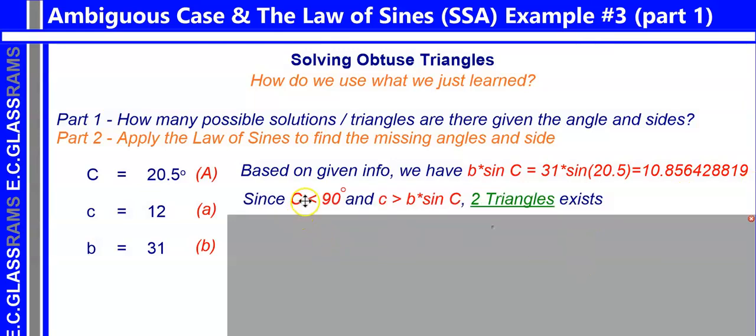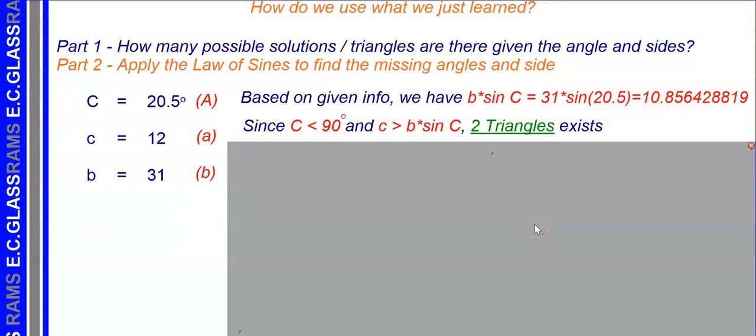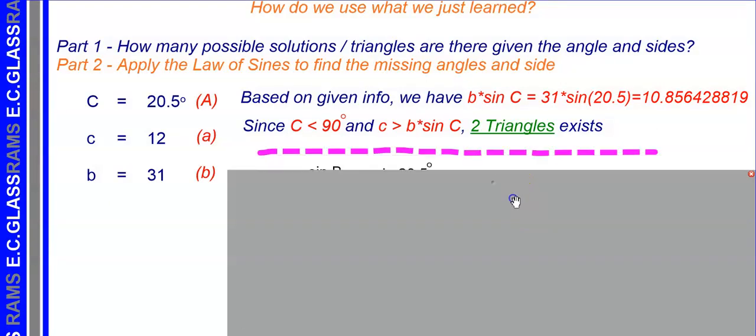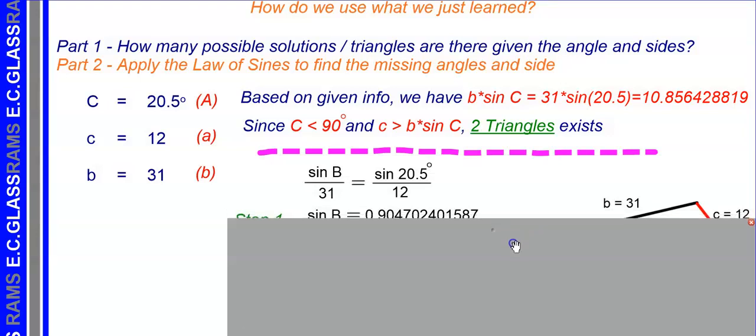And because the angle is less than 90 degrees, and because the side c is bigger than b sine C, 2 triangles do exist. So again, the rules work here that tell us how many triangles we need to solve. But if you don't remember the rules, you can just apply the steps to solving this, and you would naturally get to that conclusion anyways.